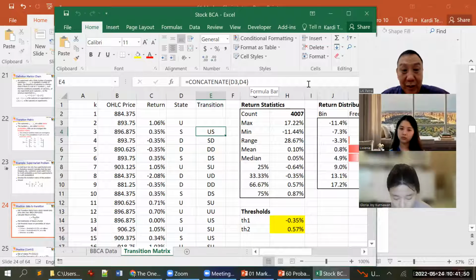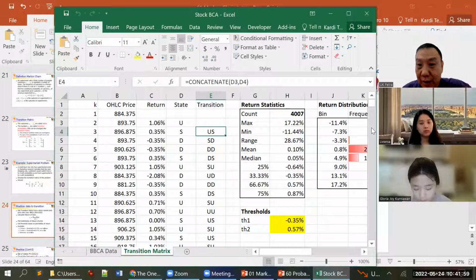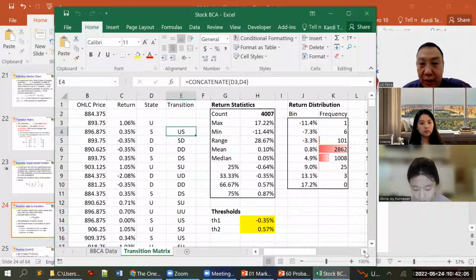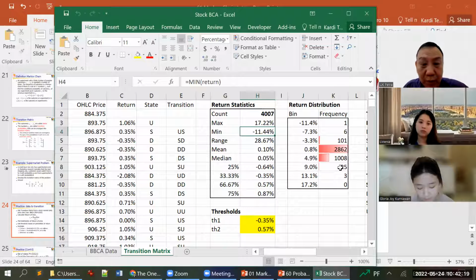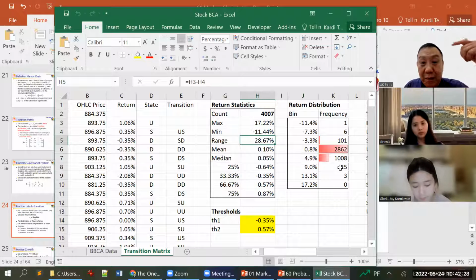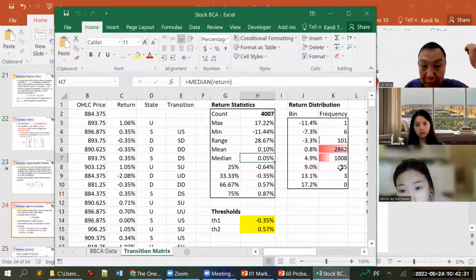And then you ask, how do I determine the threshold? That's Joy asking. Very good question. It's up to you to decide the threshold. What I'm doing here is to create the statistics. I have a total count of the return of 4,007 data. This is the maximum, this is the minimum. Remember, return can be positive, can be negative. The range means the maximum minus the minimum. This is the mean and the median.